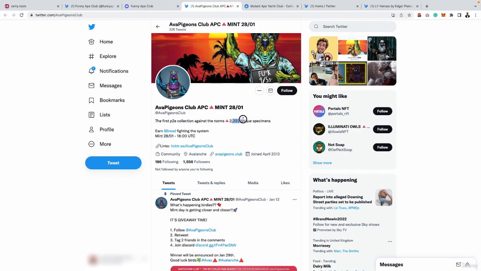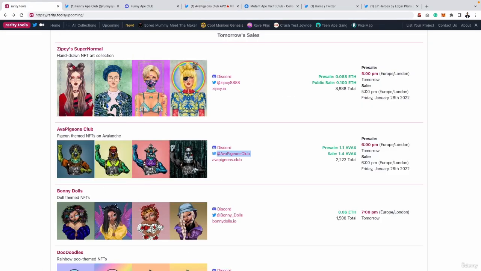Again, quite low. They've got 2,000 in their collection, which is still quite low again. I still want to see 5,000. So this would be a red and a no-go for me. So checking Twitter is really, really quick to do.